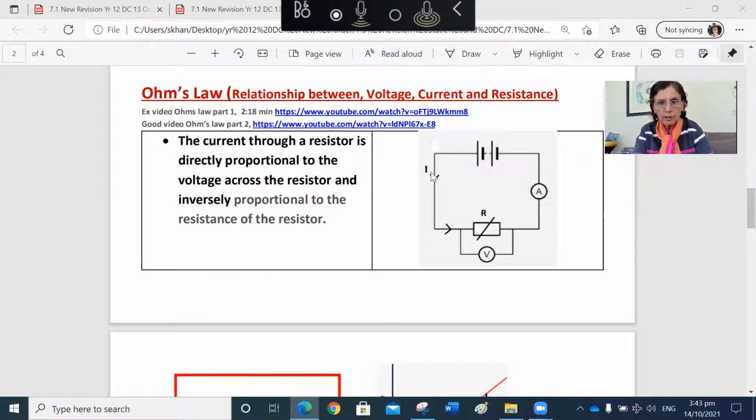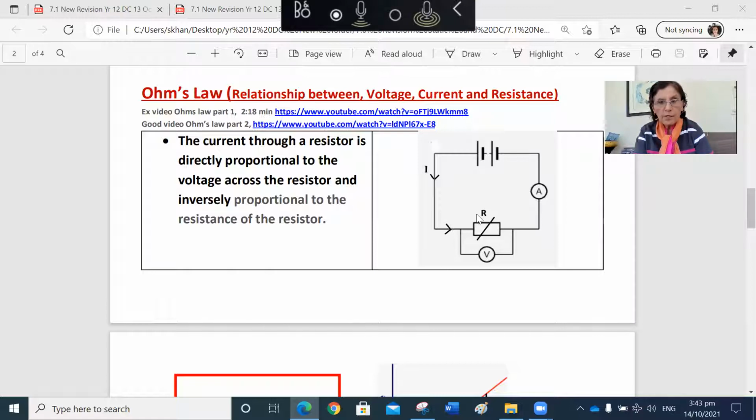So now we are looking at the relationship between the current, voltage, and resistance. If there is only one resistor, the voltage across the resistor will be the same as the battery voltage. If resistance is kept constant and voltage is increased, then the current in the circuit will increase, or we say that current is directly proportional to the voltage across the resistor.